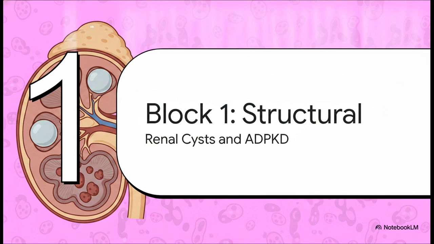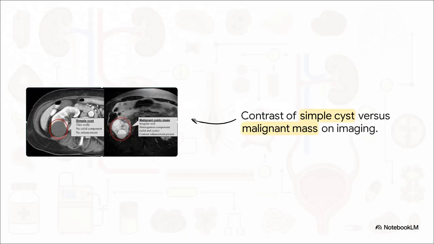The absolute first critical branch point you need to master is differentiating a totally benign simple renal cyst from a potentially malignant cystic mass. Now, when you're looking at the imaging, a simple cyst is pretty straightforward. It's going to have paper-thin walls, absolutely zero solid components, and a distinct lack of any contrast enhancement. On the flip side, a malignant cystic mass is going to look angry. Thick, irregular walls, a messy mix of solid and cystic components, and clear contrast enhancement.